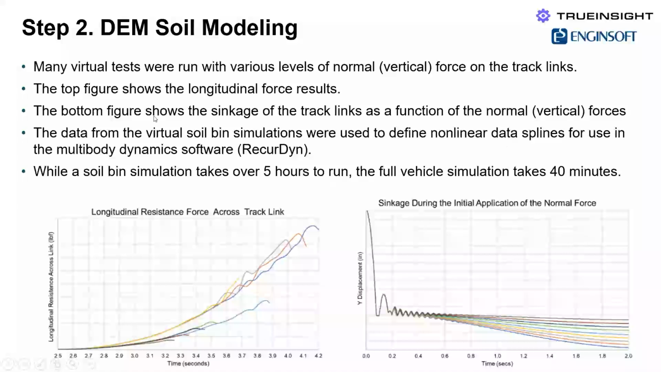As far as the computational aspects of things, this work was done some years ago, and the computer hardware is faster now. But with what we were doing, the soil bin simulation took 5 hours to run. But taking the curves to describe the interaction of the track links with the soil, and applying that in the multi-body dynamics software, then the multi-body dynamics software could use those curves, and was able to run the full vehicle simulation up the slope in about 40 minutes per run.